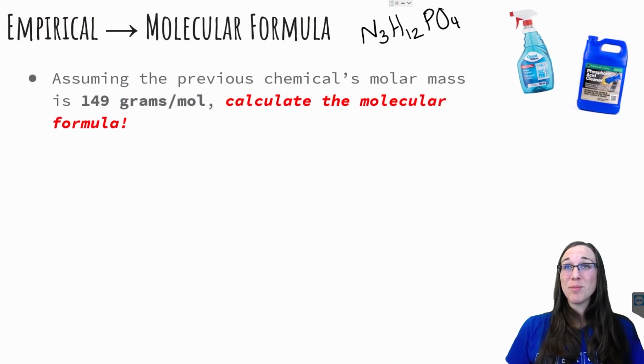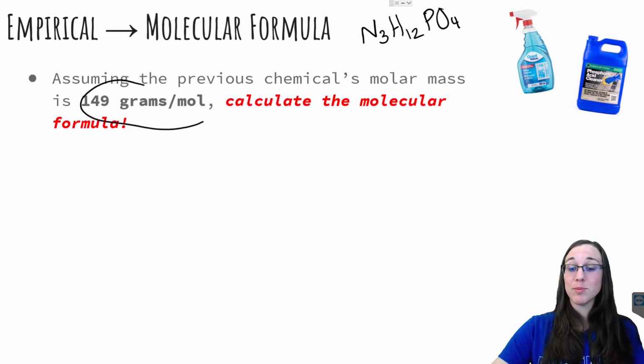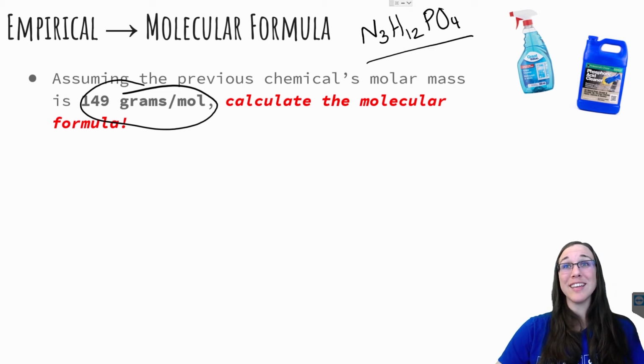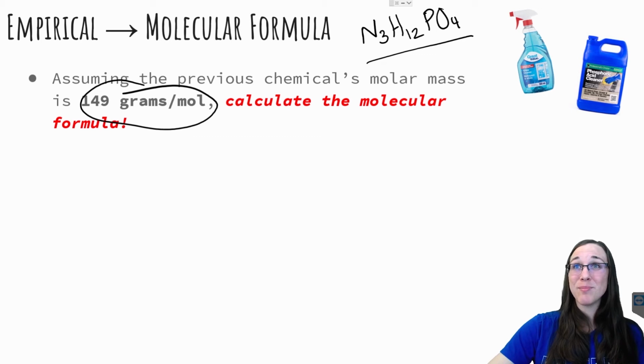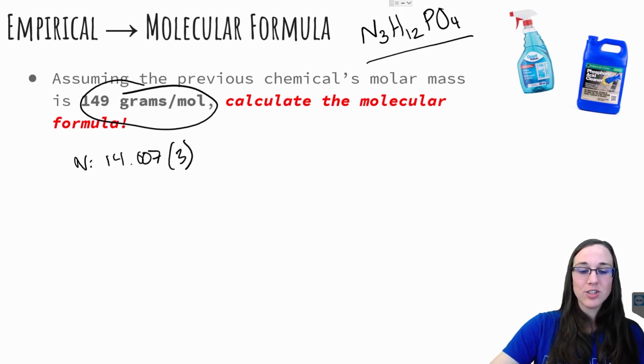So we chucked that chemical into some scientific machine in our lab, and it told us that the chemical's molar mass was 149 grams per mole. So using that, we can now calculate the molecular formula by first figuring out what the molecular mass is of the empirical formula that we just calculated. We have 3 N's, and each N brings to the table 14.007 grams. So for nitrogen, we have 14.007 times 3. For hydrogen, each brings 1.008 grams to the table, and we have 12 of those.